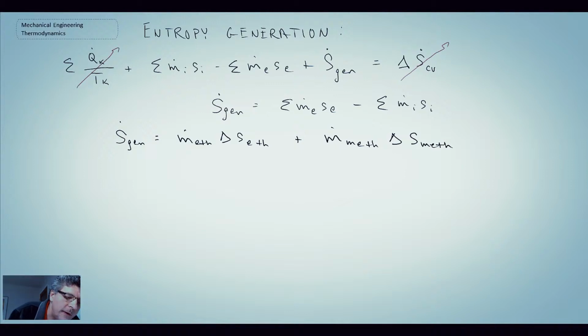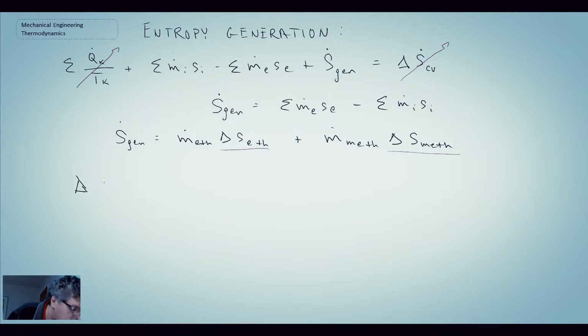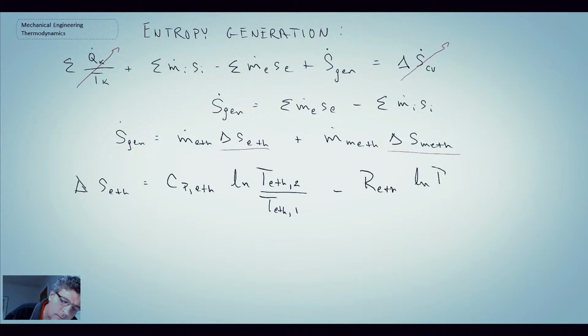So what we'll do, we'll begin by determining the change of entropy for each of the different fluid streams, and we'll begin with ethane. And given that our temperatures are not changing that significantly, we will use the approximate evaluation for the change in entropy. And the conditions that we have.